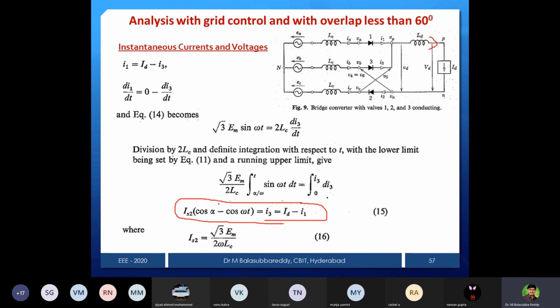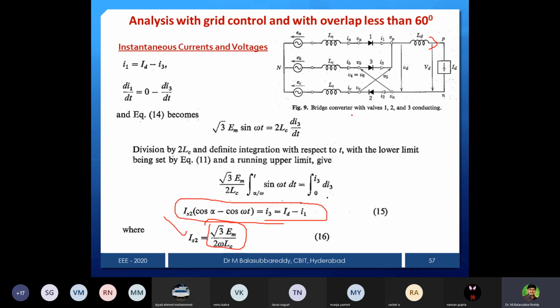Just a simplification here. For simplicity, instead of writing every time root 3 M by 2 omega LC, I just replace that with IS2. That is nothing but a current. So root 3 M by 2 omega LC, I just took as a notation. Anything you want, you can repeat this value every time.